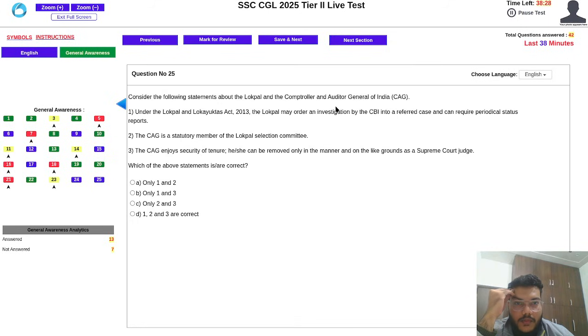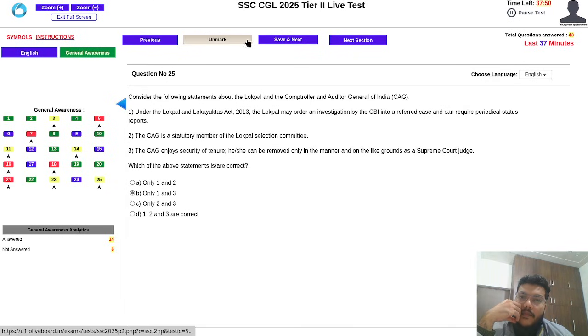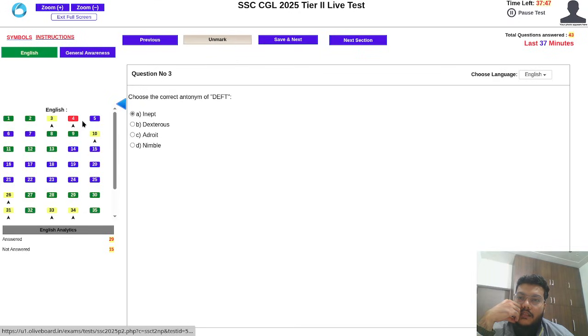स्टेटमेंट अबाउट लोकपाल एंड कंट्रोलर अंडर द लोकपाल में ऑर्डर एंड इन्वेस्टिगेशन बाय द सीबीआई ठीक है. मेंबर ऑफ द लोकपाल सिलेक्शन कमेटी गलत है. टू गलत है. द कैग एंजॉय सिक्योरिटी ऑफ टेन्योर कॉन्स्टिट्यूशनल पोस्ट है. सेकंड गलत है. बाद में देखेंगे. आ जाओ भाई.